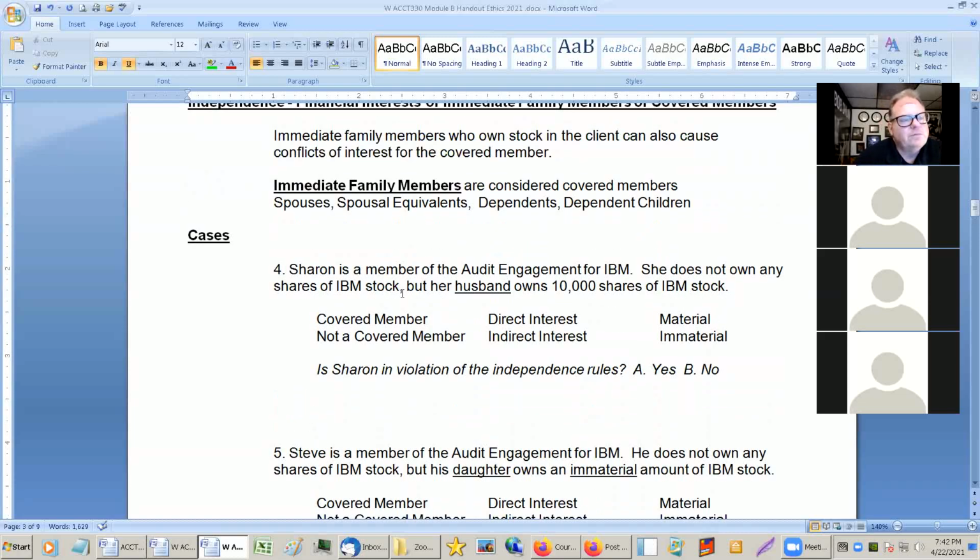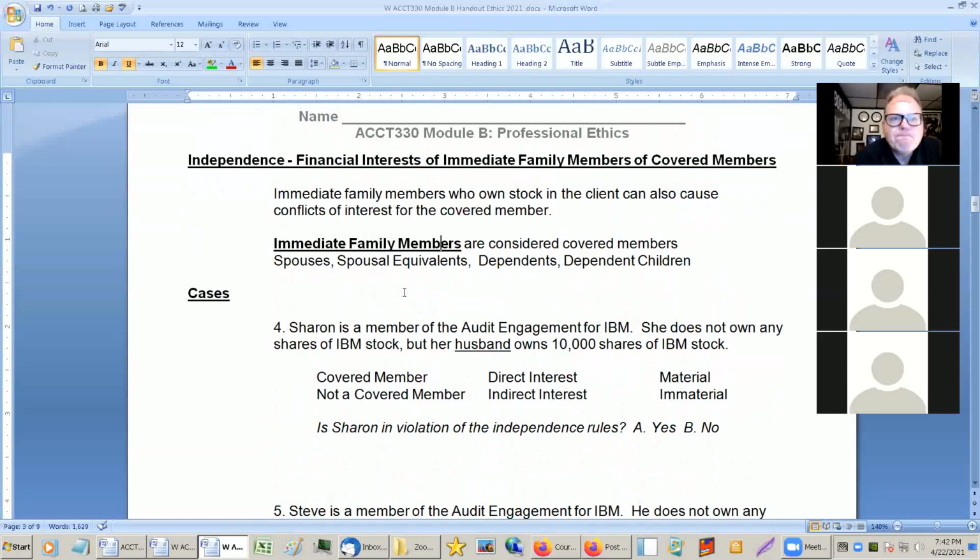Good question, because I get a little confused there, Professor. So you're saying that if a covered member's direct family member has an interest in that company, then you're not independent, right?